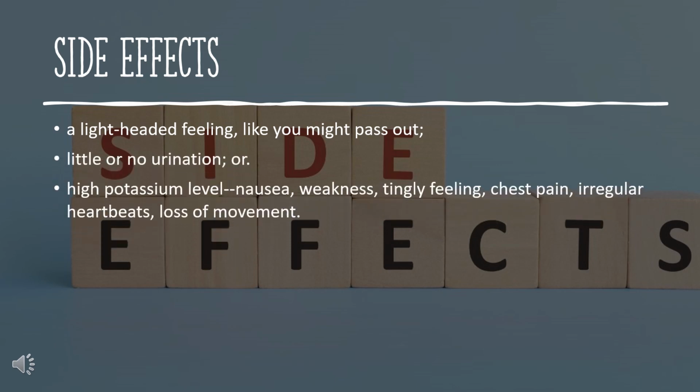Side effects. Eprosartan use can result in a lightheaded feeling, like you might pass out, little or no urination, or high potassium level, nausea, weakness, tingly feeling, chest pain, irregular heartbeats, loss of movement.